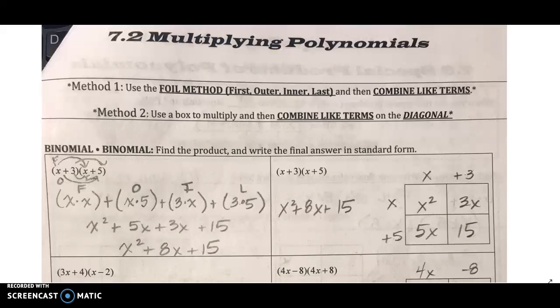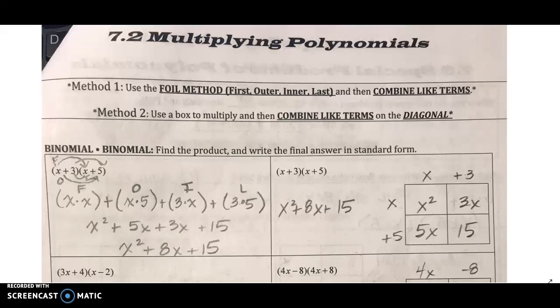Okay, so I'm going to multiply. So I've multiplied my terms here. So I've simplified those expressions. And then in my last step, I just simplified it by combining my like terms. So my final answer is x squared plus 8x plus 15.